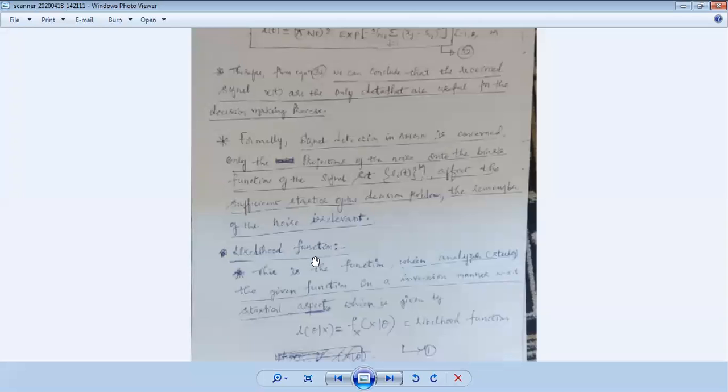This is a formal statement I'm giving. It is the function which analyzes the given function in an inversion manner, a statistical output: L of theta of x is equal to f of x. The likelihood function is given by the probability density function. Look back, what is that?